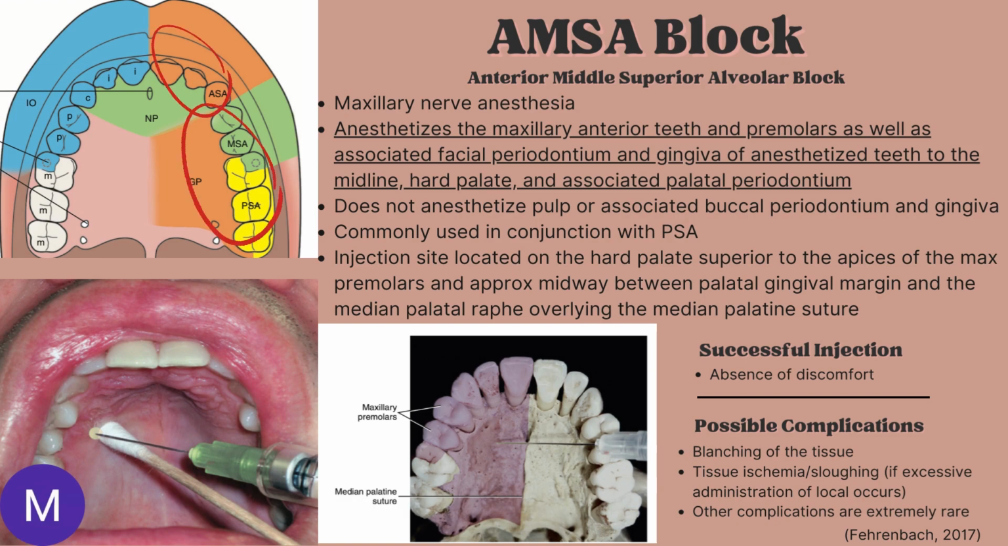The injection site is located on the hard palate superior to the apices of the maxillary premolars and approximately midway between the palatal gingival margin and the median palatal raphe overlying the median palatal suture. An indication of a successful injection is the absence of discomfort, and possible complications are blanching of tissue, ischemia, and sloughing if excessive amounts of the local anesthetic are administered. Otherwise, other complications are extremely rare.